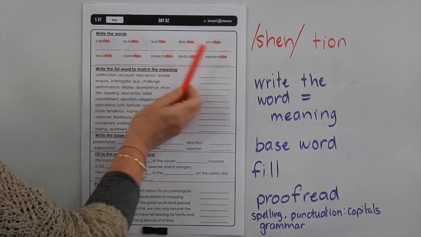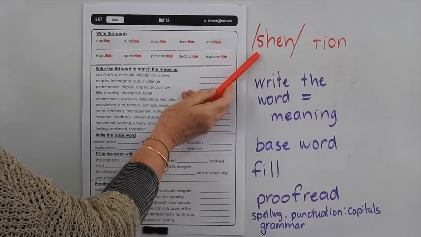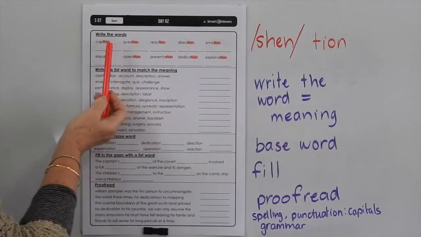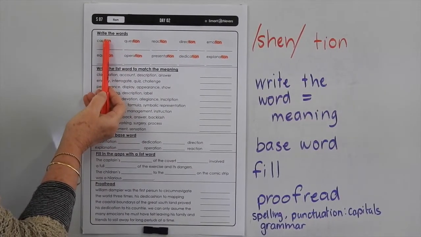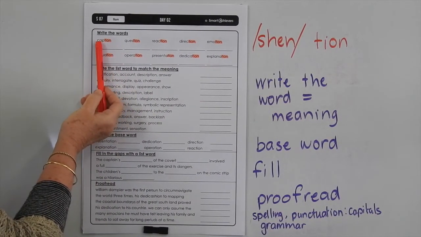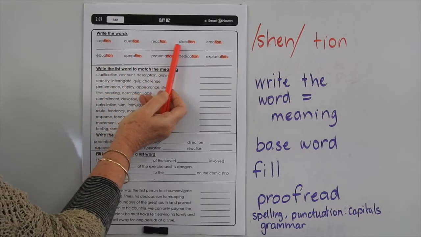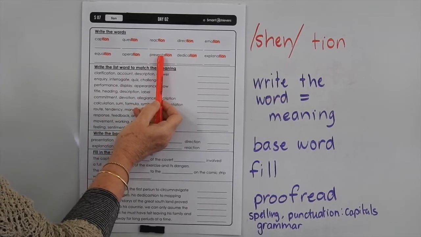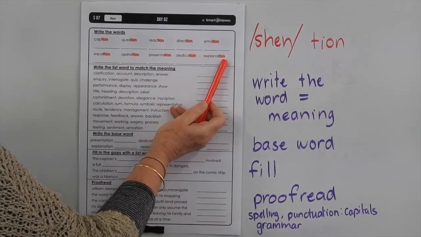These words, we've got the shun ending. So when you hear shun at the end of a word, you know to most of the time write T-I-O-N. That's the common spelling for the shun sound at the end of words. So we've got caption, question, reaction, direction, emotion, equation, operation, presentation, dedication, explanation.